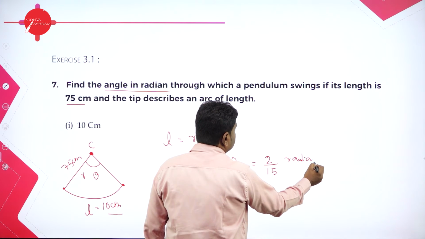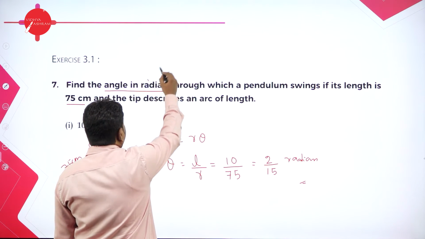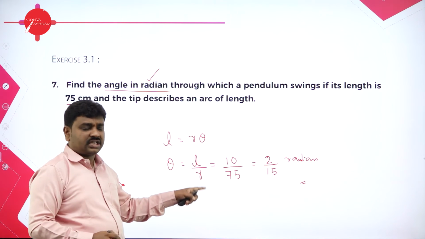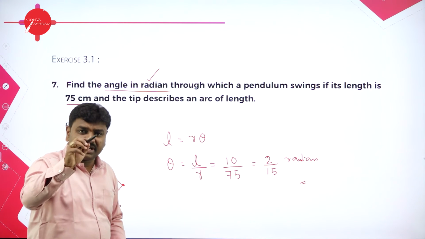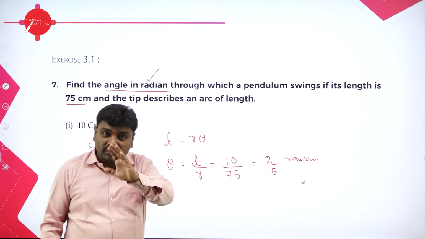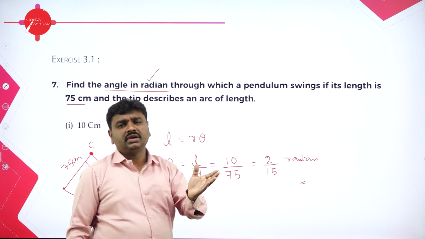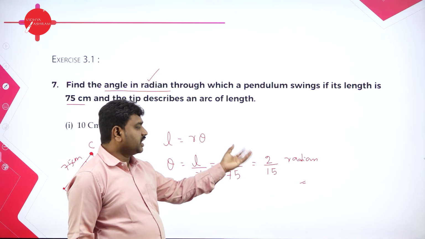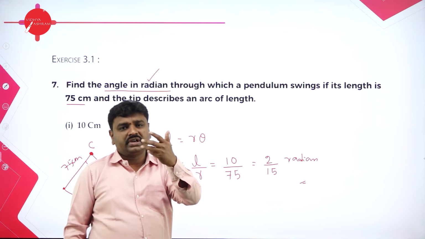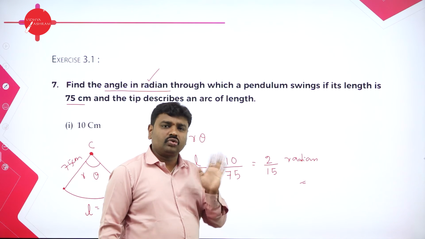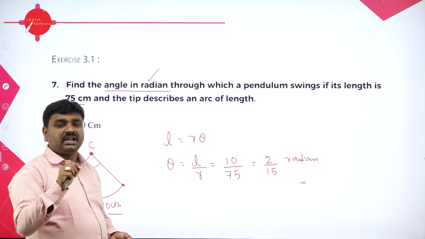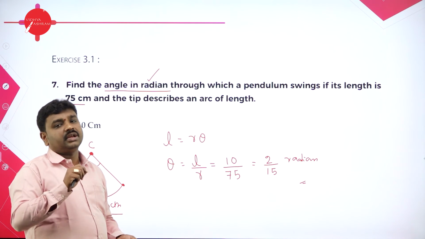Dear students, here they want you to find the angle in radian. So always when you do L by R, both are in centimeter. Centimeter cancels. When you do L by R, you will get the angle. The angle will be in radian. If they want you to convert it into degree, then you multiply and convert. They want in radian. So whatever L by R, when you divide the length of the arc by the radius, you will get the angle in radian. So no need of conversion. If they want in degree, then you multiply by 180 by pi.